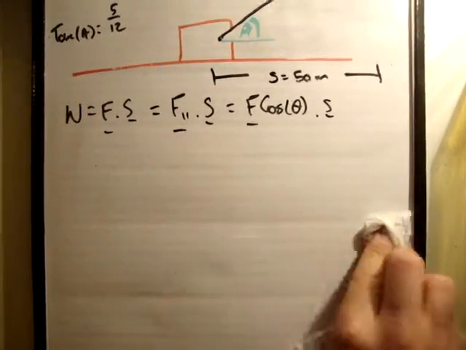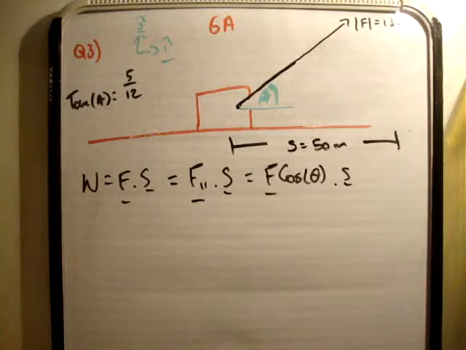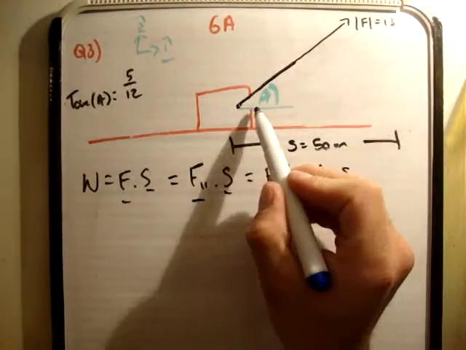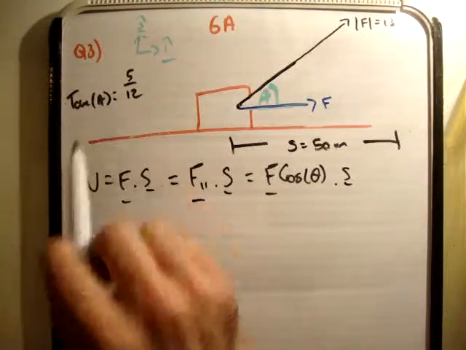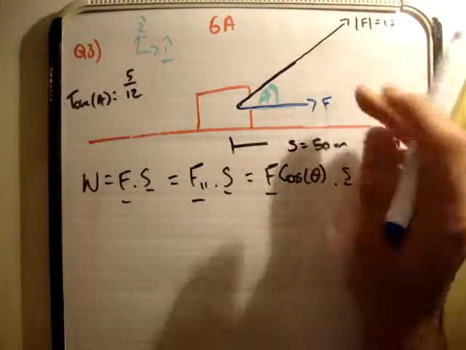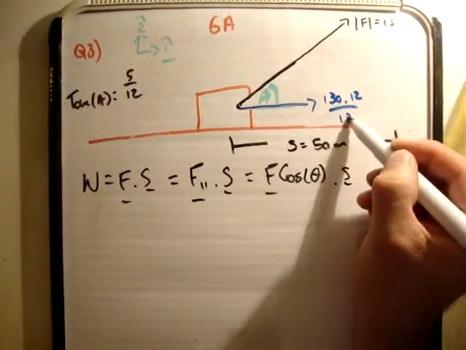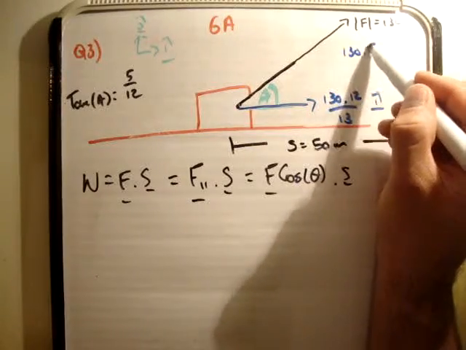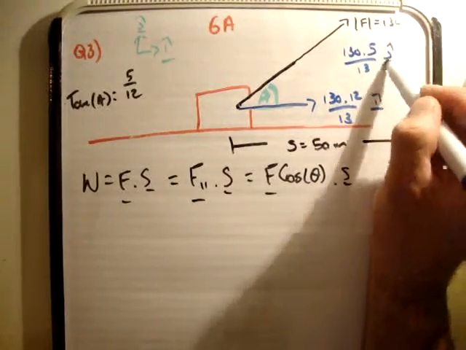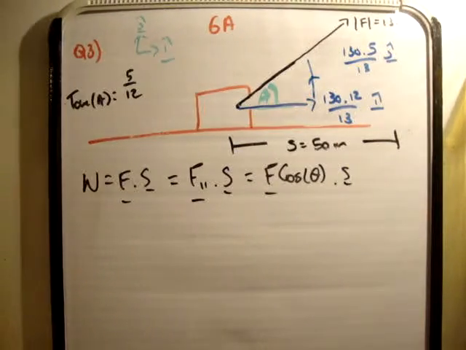So let's just do the exact same thing with our force vector F. I'll do it very quickly. It becomes F times the cosine of A, and the cosine is 12 over 13. So it just becomes 130 times 12 over 13 I hat, and it becomes 130 times 5 over 13 j hat. Both of them are, of course, in the plus direction.